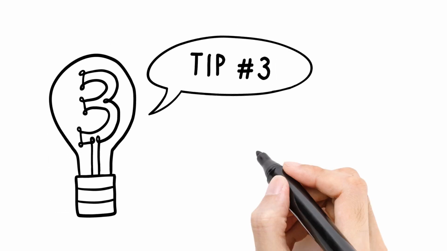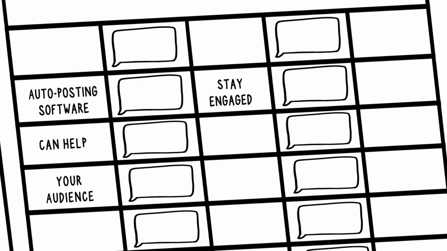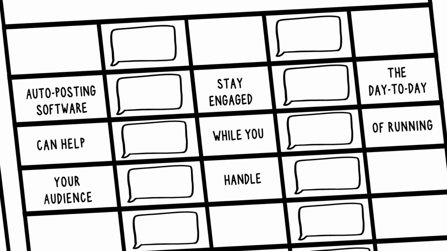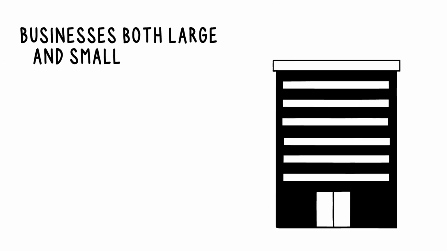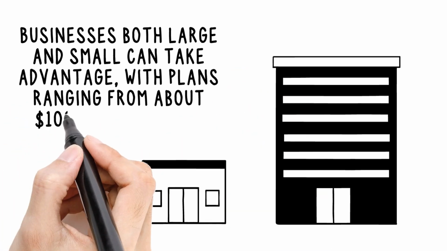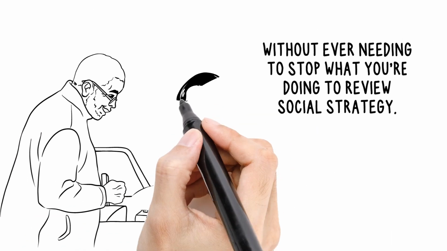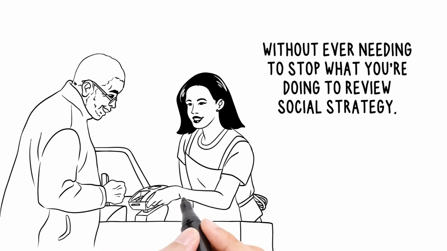Tip number 3, use auto-posting software. Auto-posting software can help your audience stay engaged while you handle the day-to-day of running a business. Businesses both large and small can take advantage, with plans ranging from about $100 to $800 a month. You can create content in batches and have it released week after week without ever needing to stop what you're doing to review social strategy.